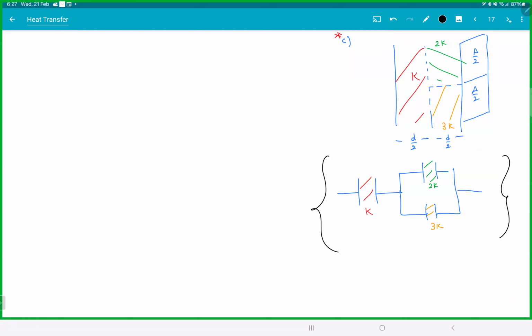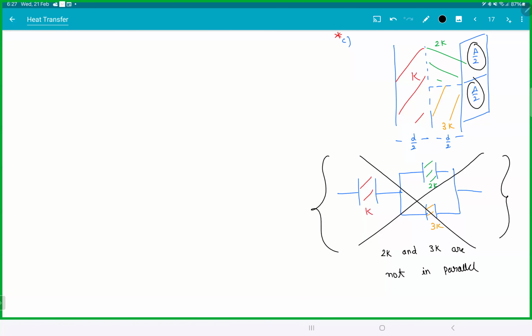So this is a blunder. If you have done this, it's a blunder. What to do now? And this is what everyone will do, and it will become an option in the exam. Now someone tell me why is this a blunder? Area is not the same. But A by 2 was given, area is the same.